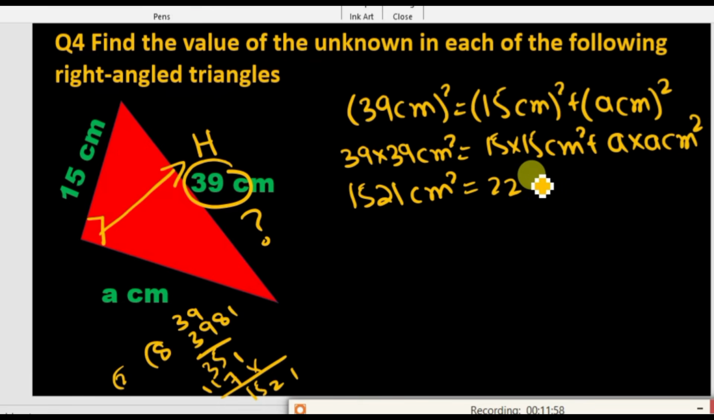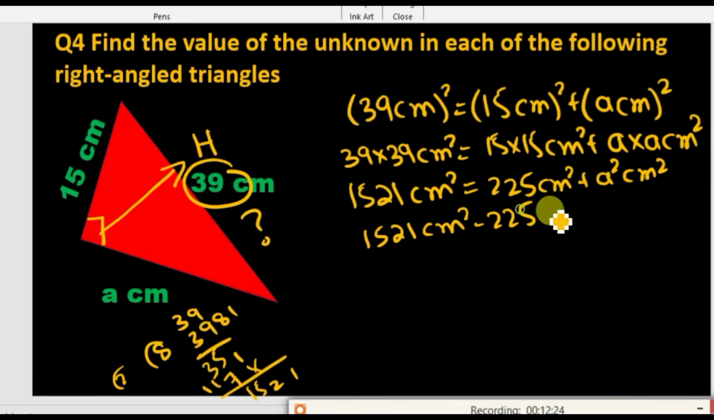It is 225. Tell me, students. Yes, it is 225 centimeter square and a square centimeter square. One side is plus; when we convert it to the left hand side, the sign will be changed. The plus sign will become negative. 1521 centimeter square minus 225 centimeter square is equal to a square centimeter square.